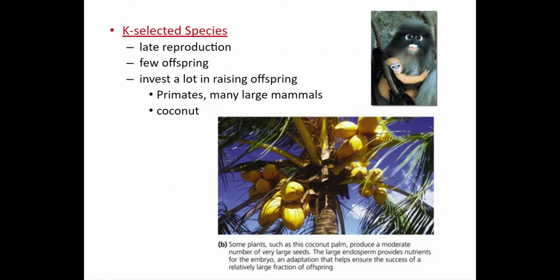Now, in K-selected species, it's a little bit different. They are going to reproduce later, they are going to have fewer offspring, and those offspring are going to require a lot of care from the parents, a large investment on the parent's part. So examples include primates and the coconut. So in the picture, we have the coconut. It produces very few seeds that are very large.